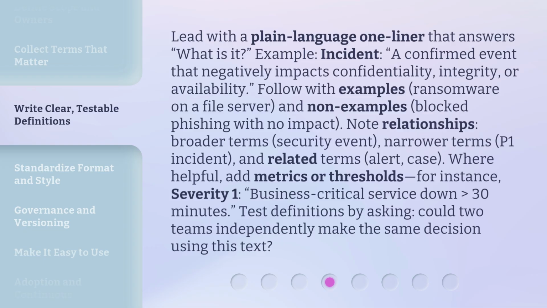Note relationships. Broader terms, security event; narrower terms, P1 incident; and related terms, alert, case. Where helpful, add metrics or thresholds. For instance, severity 1, business critical service down greater than 30 minutes. Test definitions by asking, could two teams independently make the same decision using this text?